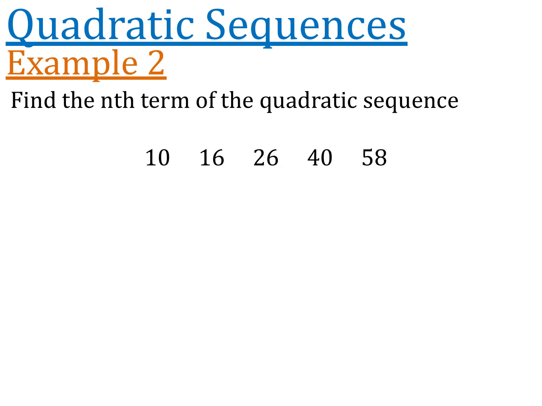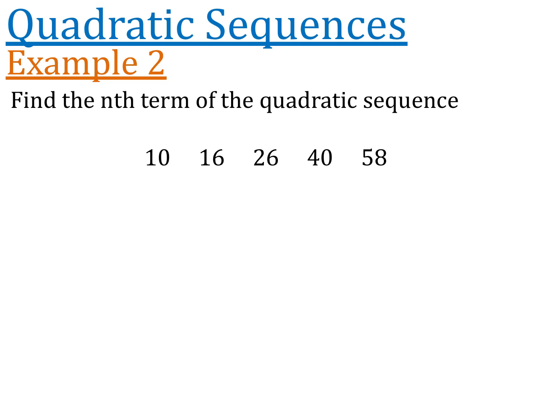All right, next example. Find the nth term of the quadratic sequence. You don't even need to write those down. You're just interested in these numbers: 10, 16, 26, 40, and 58. Maybe take a pause if you need to. 10, 16, 26, 40, and 58. Let's make sure we've written those down in our book.